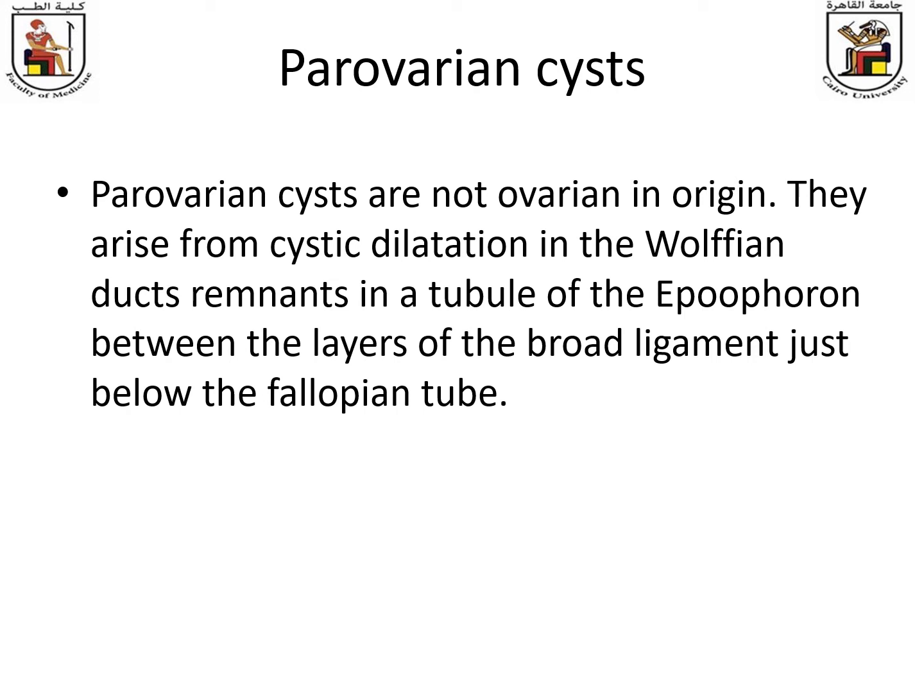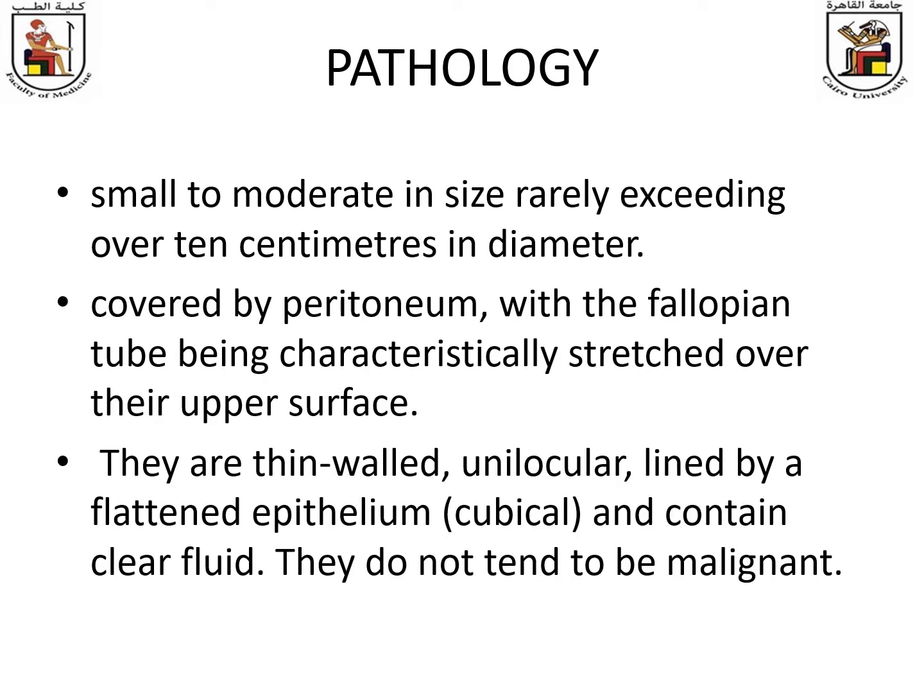The parovarian cysts, these are not ovarian in origin. They actually arise from cystic dilatation of remnants of the Wolffian ducts in the tubules of the epoophoron between the layers of the broad ligament just below the fallopian tube. These are small to moderately sized, rarely exceeding 10 centimeters in diameter.